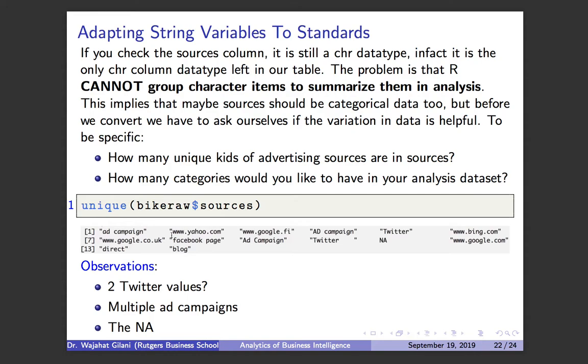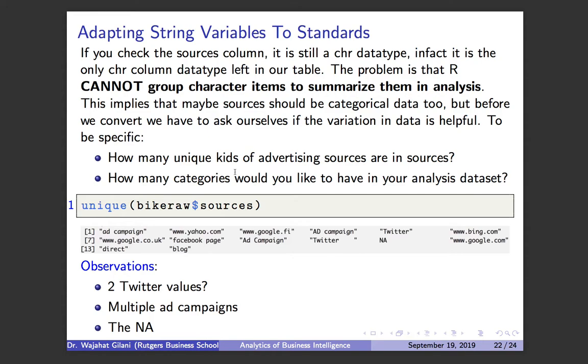So to be specific, we need to look at what sources is all about. The sources column is basically all the advertising sources for the table, like where the advertising sources came from. So we have to ask ourselves a question. I have a typo here, it says kids. How many unique kinds of advertising sources, firstly, are there in sources? Basically, how much variation in the data do we have? Second, how many categories would we like to have in our analysis data set?